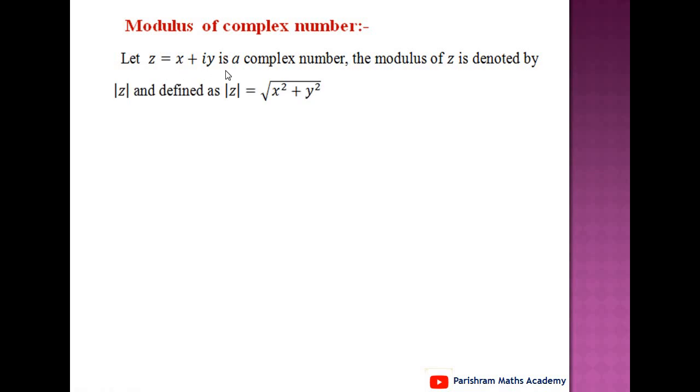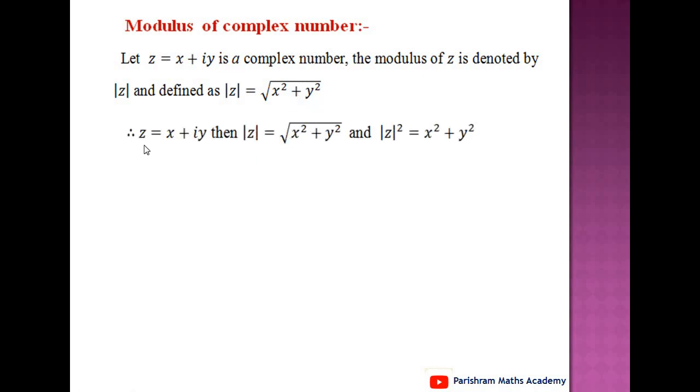Now, modulus of complex number definition. Let z equal to x plus iy be a complex number. The modulus of complex number z is denoted by mod z and defined as mod of z equal to root of x square plus y square. That is, if z equal to x plus iy, then the modulus of z is nothing but root of square of real part plus square of imaginary part.